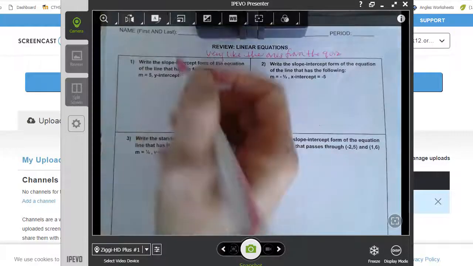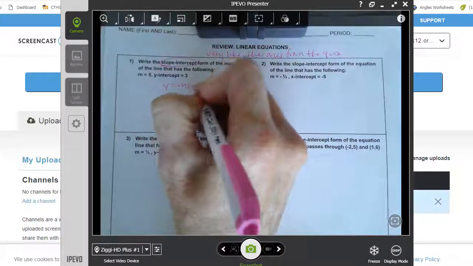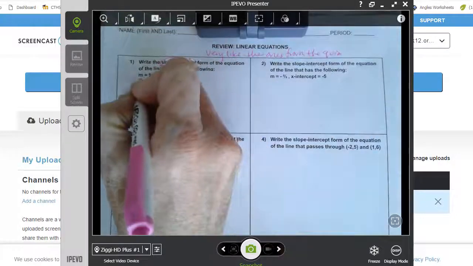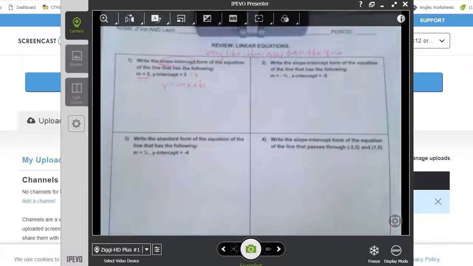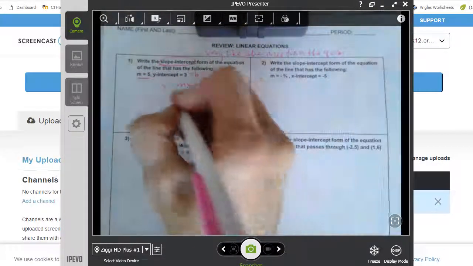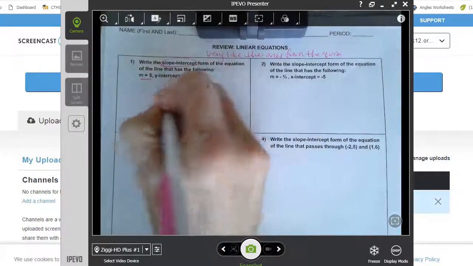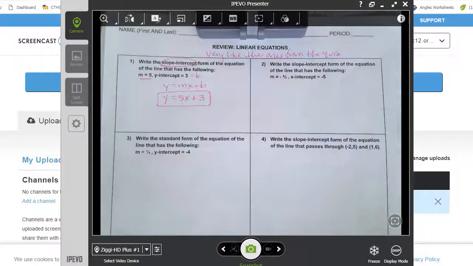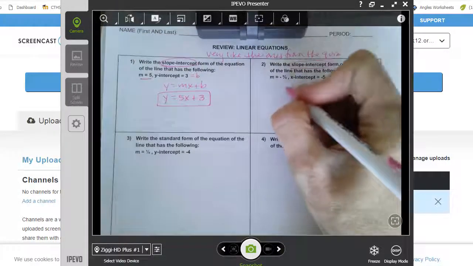So for number 1, slope-intercept form, I know that's y equals mx plus b. I've got an m value of 5. I've got a y-intercept of 3, which of course is my b value. So when I input those values, I have y equals 5x plus 3. Number 2, I'm again asked to write slope-intercept form.